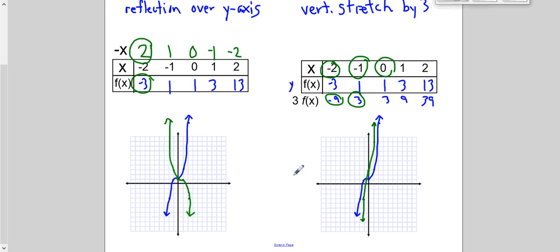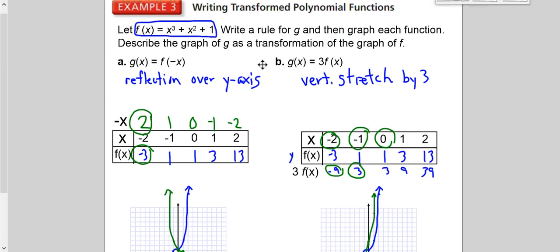All right, the part we haven't done yet that is also very important. We have to be able to write the rule for g. So we have to create the new function. So g of x equals f of negative x. So with f of x, we have to replace each one of the x's with a negative x and simplify to get our g of x.